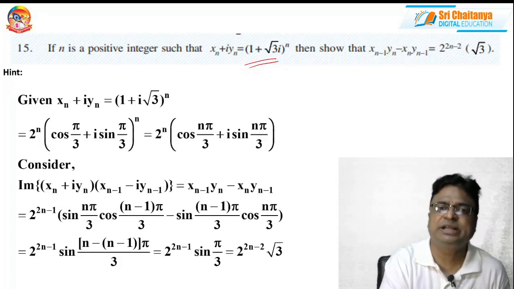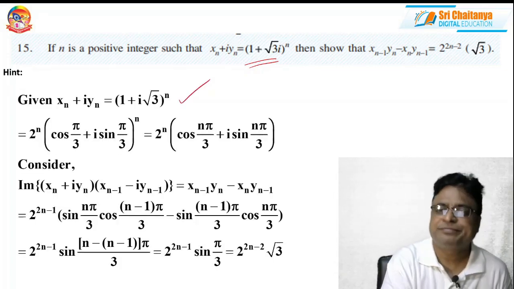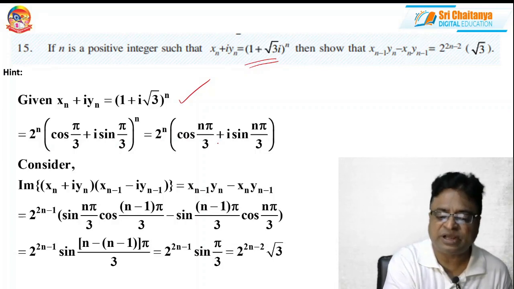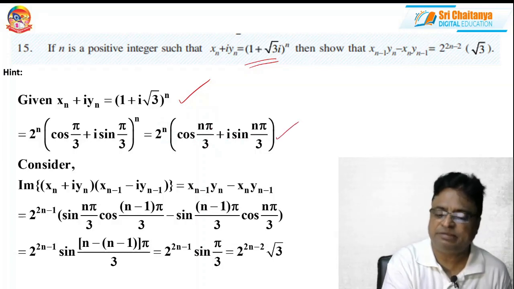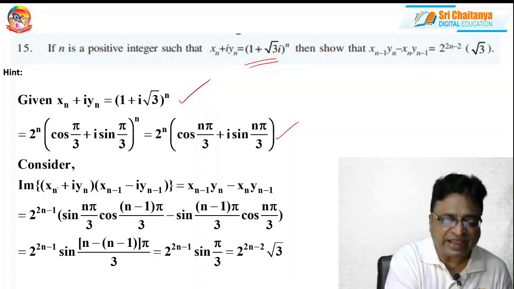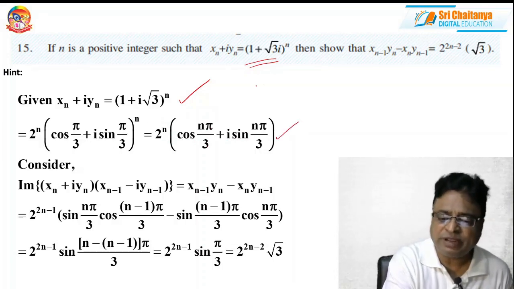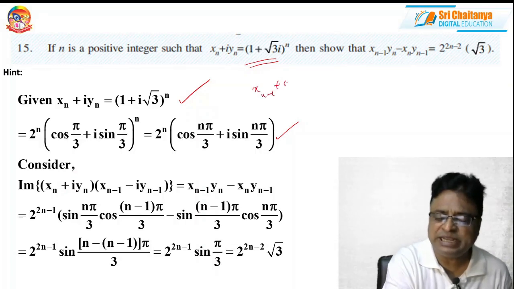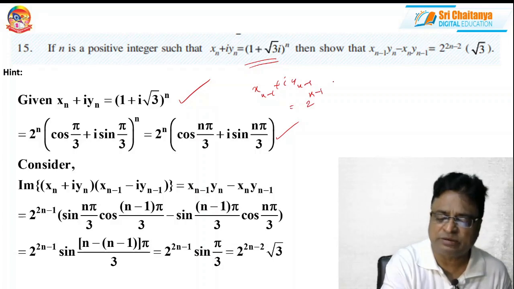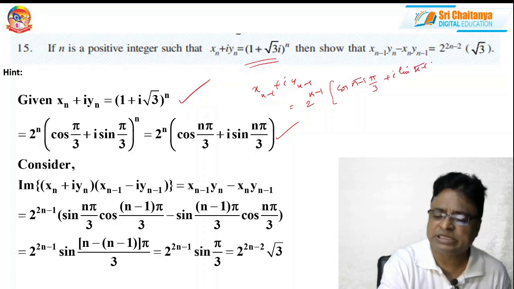Let us see the hint here. This is given for me, and conveniently I have written this in the polar form. So this can be written as 2 power n into cos n pi by 3 plus i sin n pi by 3. So what is xn minus 1, that is, xn minus 1 plus i yn minus 1? Simply that is 2 power n minus 1 cos of (n minus 1) pi by 3 plus i sin of (n minus 1) pi by 3.